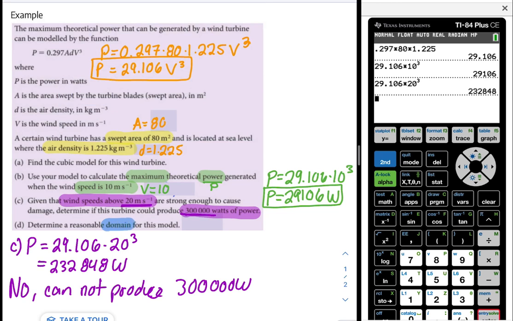And part D, determine a reasonable domain for our model. The reasonable domain for our model is talking about our x-coordinate, and our x-coordinate is our speed, our V. Since V is talking about speed, we can't have a negative speed.